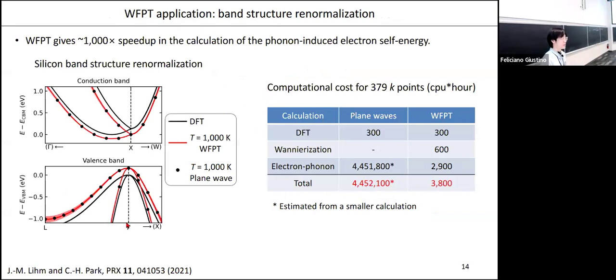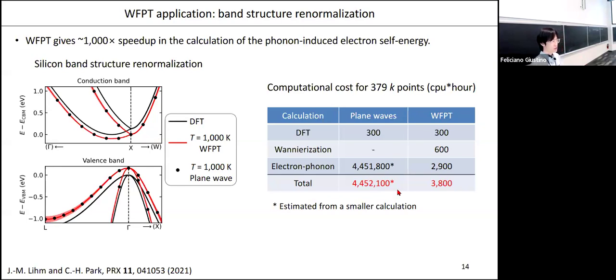So here we have benchmarked our method by comparing the renormalized band structure with the plane wave calculation. The red curves show the renormalized band structure computed using Wannier function perturbation theory, and you can here recognize the thermal reduction of the band gap as the conduction band moves downwards and valence band moves upwards. The red curves agree very well with the black dots, which are the results from the plane wave calculation, ensuring the correctness of our theory and implementation.